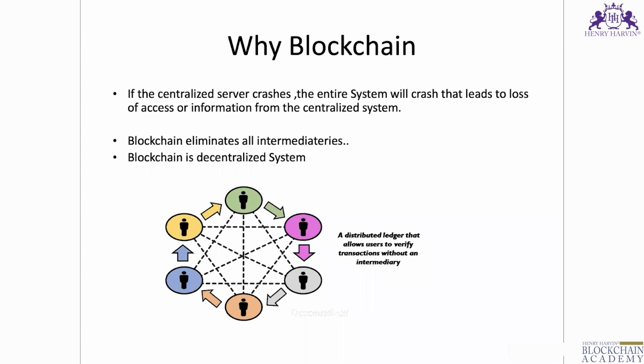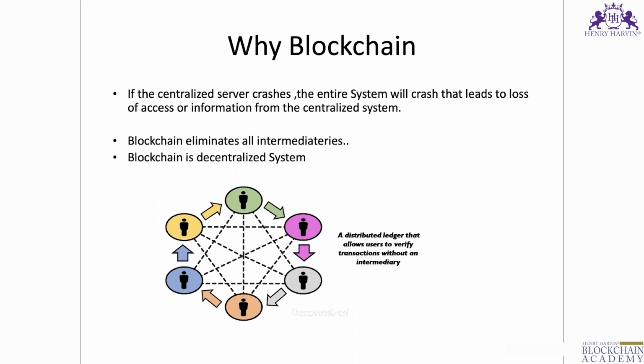Decentralized or distributed. So here you can't see any server, right? There is no server approach. Here, 1, 2, 3, 4, 5, 6 nodes are there. The node means it is just a computer. You just assume it is a computer. So here, 6 nodes are there. They are interconnected. 6 computers are connected to each other.